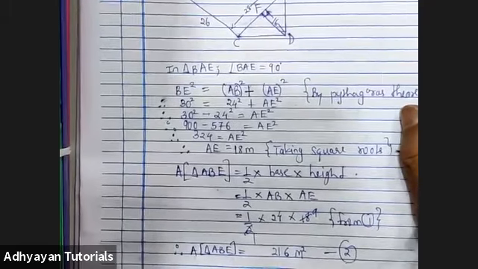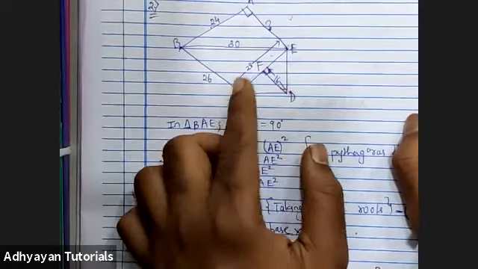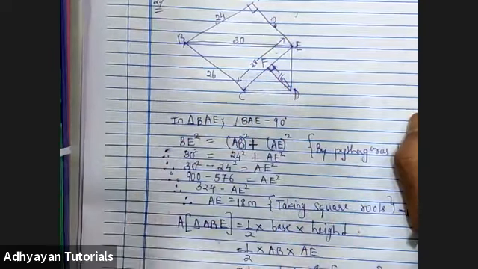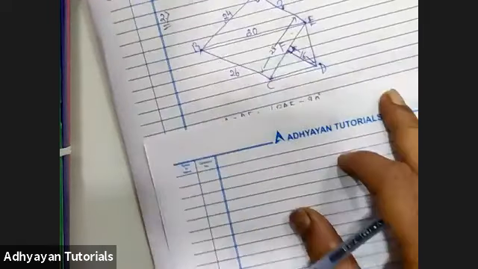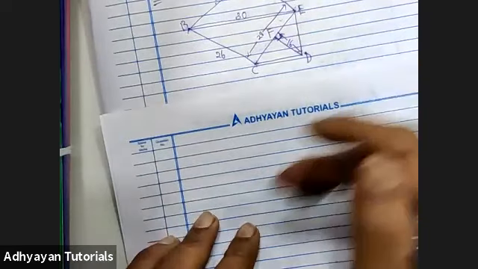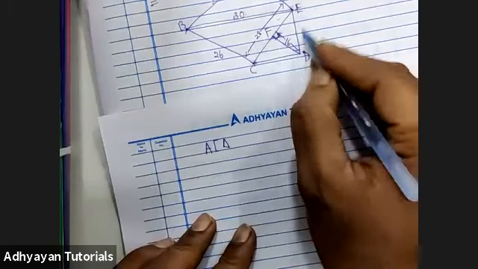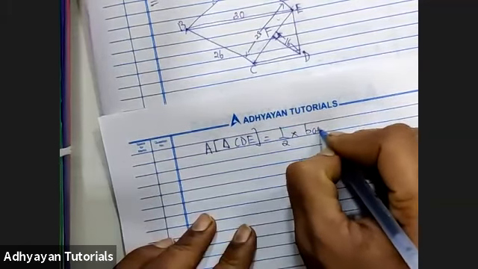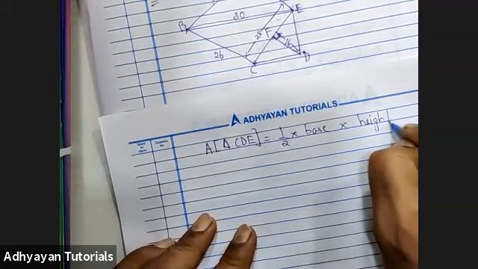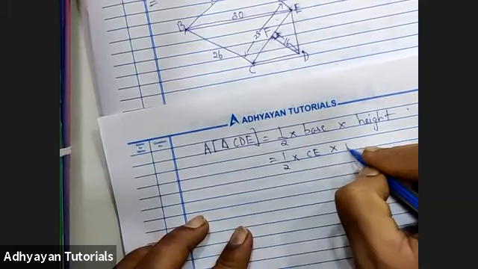Now, we can just move ahead and find the area of triangle CDE, which is half into base, which is CE, into height FD, right? So I will do that somewhere, let's say here. So here is the figure. Area of triangle CDE is equal to half into base into height. So that's half into the base CE into height FD.